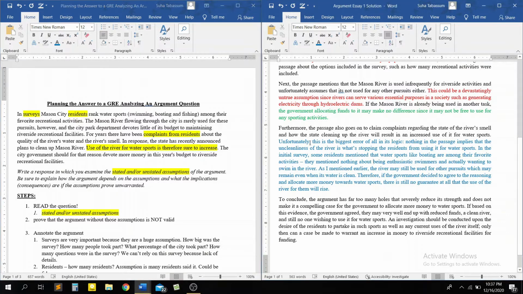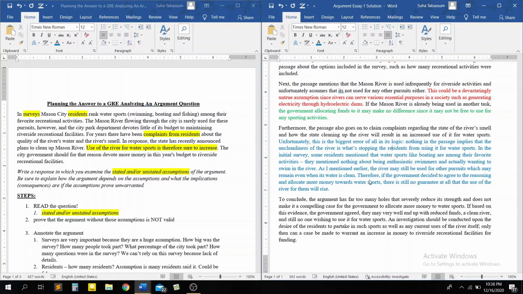For example, here, some residents mentioned that these boating activities were their favorite, but they mentioned nothing about the people wanting to actually swim in the river. So what could basically happen is that the government could give funds, the river would become clean, and still, no person would turn up to swim in the river or fish in the river. Maybe they just wanted to be surveyors.